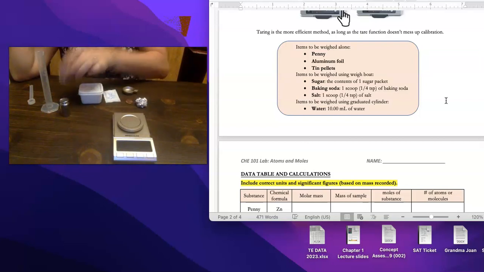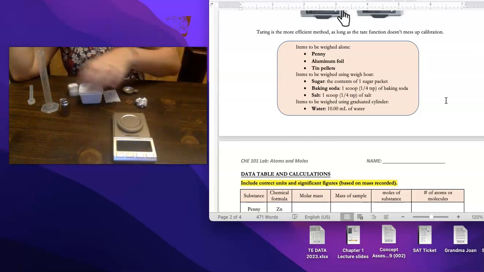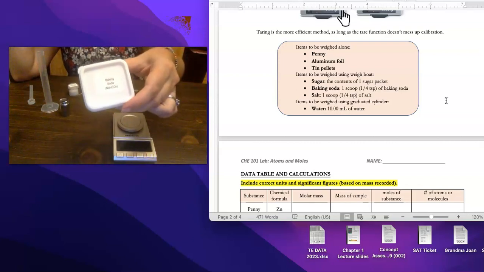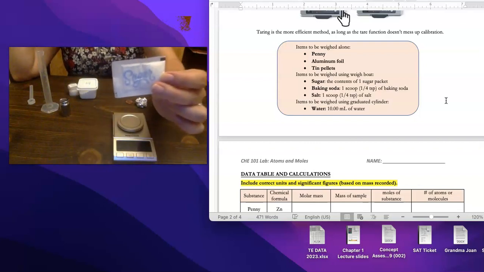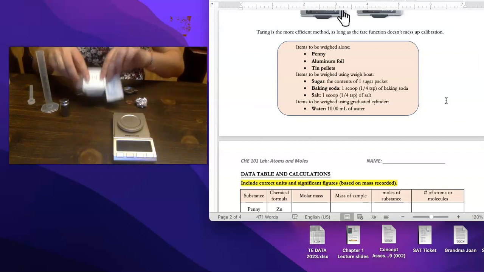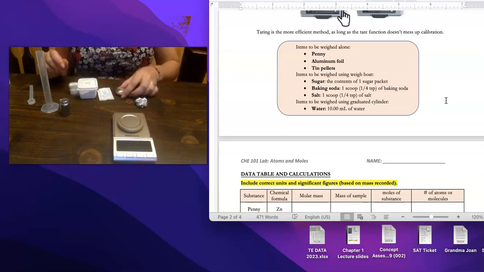And then for our compounds, we've got table salt. This is just salt from a salt shaker. Baking soda, same stuff you use when you're baking, sodium bicarbonate, and some sugar, also known as sucrose, which is a pure compound. So these powdery things, obviously you will need to use a weigh pan or a weigh boat in order to weigh those.